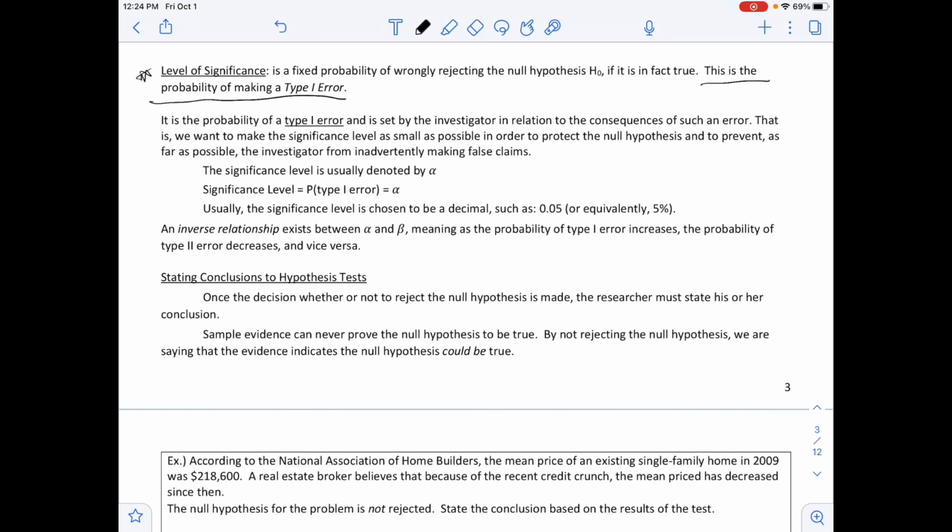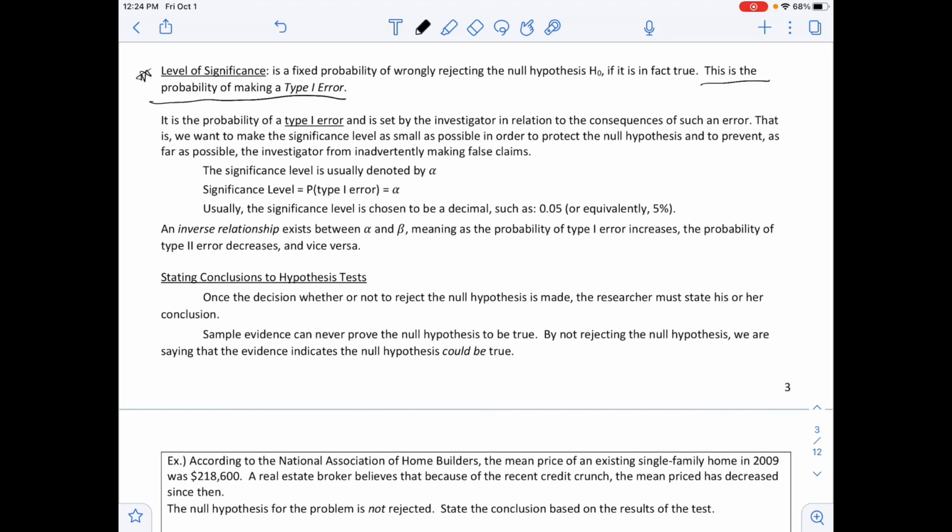So the significance level is usually denoted by alpha, and the significance level is equal to the probability of a type 1 error, or alpha. And so usually the significance level is chosen to be a decimal, such as 0.05 or equivalently 5%. And again, usually alpha is a small value. It says an inverse relationship exists between alpha and beta, meaning that as the probability of type 1 error increases, the probability of type 2 error will increase or decrease, vice versa from what type 1 error is doing.